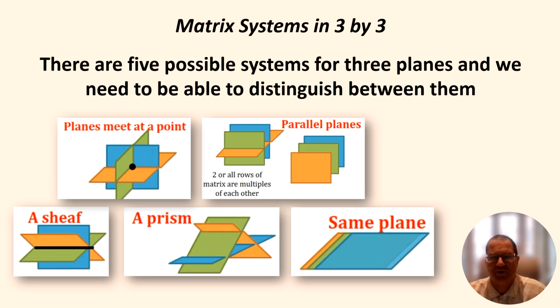So the 5 possible systems are: firstly, the planes meet at a single point; secondly, that 2 or more of the planes are parallel to each other; thirdly, that the planes form a sheaf, so rather than meeting at a single point they share a common line; fourthly, a prism, where the 3 planes intersect in pairs; and finally, where they're all the same plane.